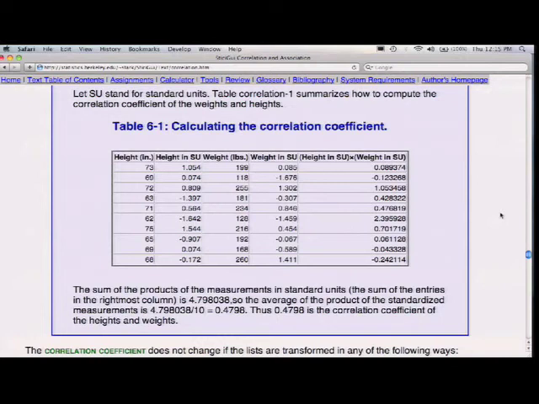The relationship between them is that a centimeter is 2.54 inches. Sorry, other way around. An inch is 2.54 centimeters, right? So I'd be multiplying every measurement by 2.54. When I convert to standard units, what's going to happen to the standard deviation? It's going to be bigger by a factor of 2.54. So when I divide by that, it just cancels that factor of 2.54, and I get exactly the same values in standard units.